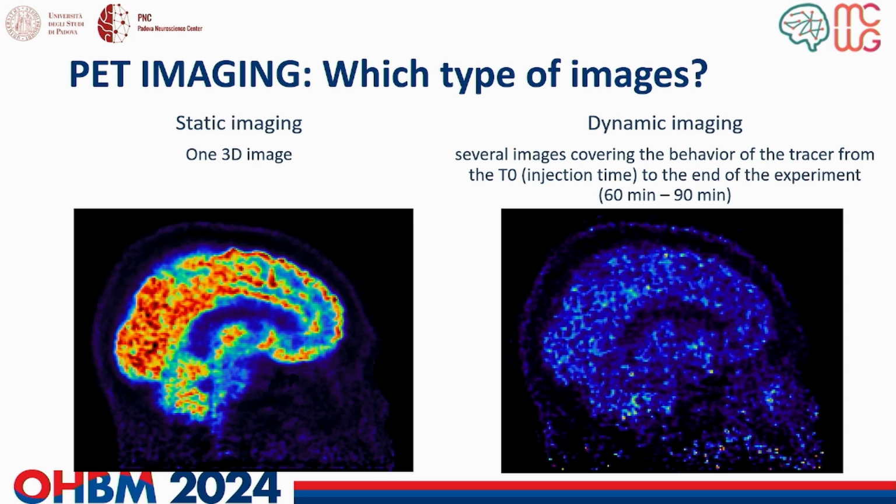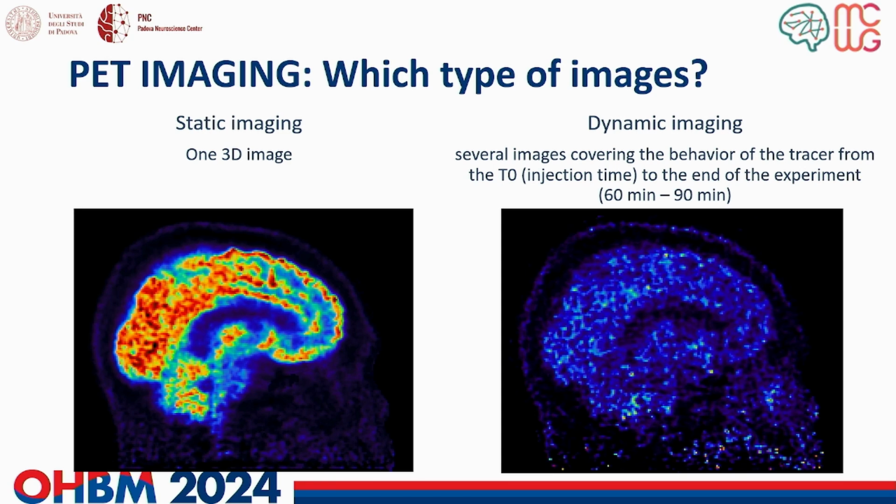So this is exactly the same. The tracer in this case is the synaptic density. The person is exactly the same. So we can compare 2 different images. The first one is a static image, acquired, I don't remember exactly, 20 minutes after injection.